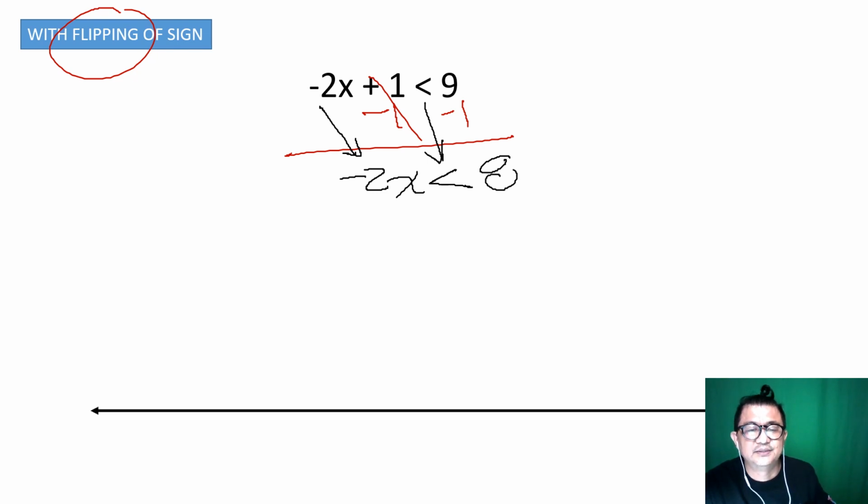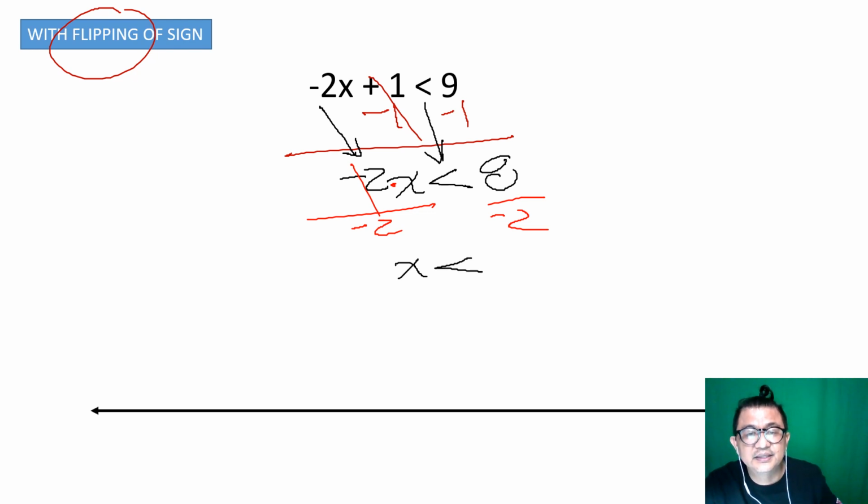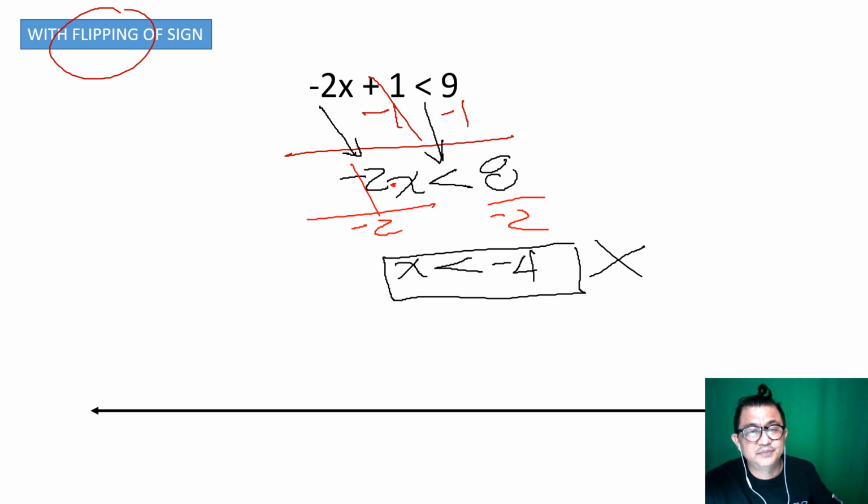All right. Now, the next step, I don't want the times negative 2. Opposite of multiplying is dividing. So, divide by negative 2 on the left. Divide by negative 2 on the right. That cancels out. X is less than 8 divided by negative 2, which is negative 4. Box it. That's going to be a guide. But guess what? That's wrong. Why? Because check this out. This is a warning. Warning.